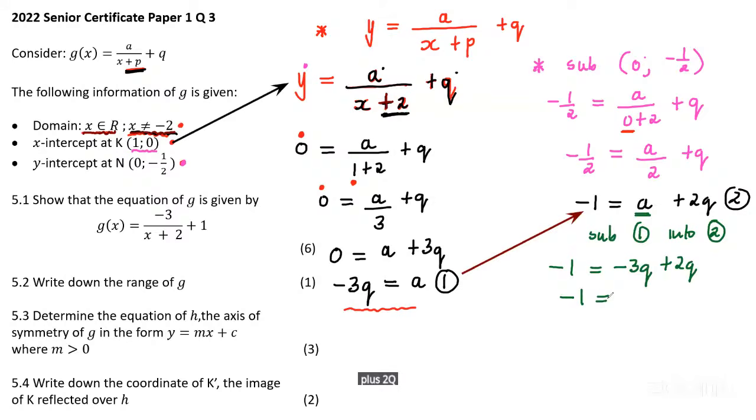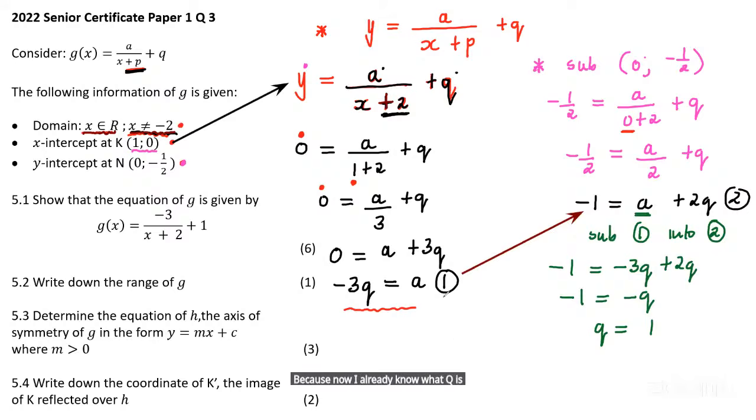Negative 1 is equal to negative Q. Divide by negative. The value of Q is 1. So I found the value of Q is equal to 1. I can find A, because now I already know what Q is.